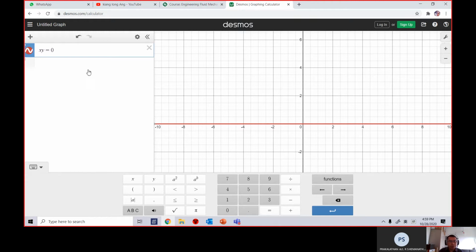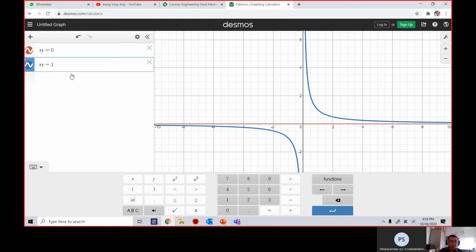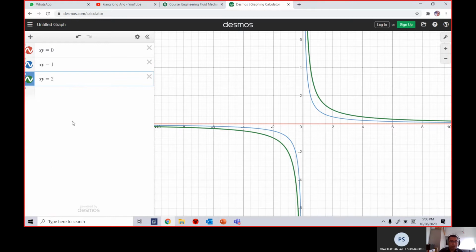And then we try to look at a different number. For the second constant number, you can even use your keyboard. You can type xy equal to 1. So this blue line refers to xy equal to 1. And then you can repeat the same, equal to 2, and so on.